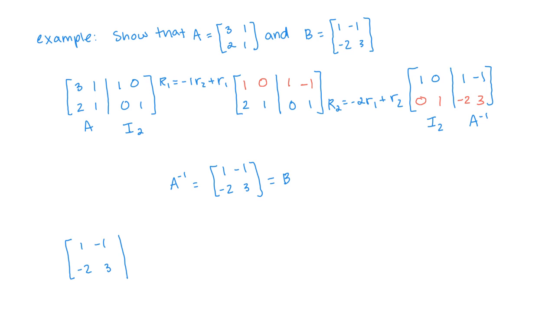And we could show that A is the inverse of B by putting the matrix B next to the identity matrix and going through the process again. What we would find is when we reduced the left-hand side, the B side, to become the identity matrix, what would pop out on the right side would be the inverse of B, which is our matrix 3, 1, 2, 1, which was the matrix A.